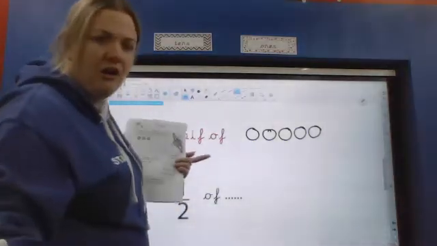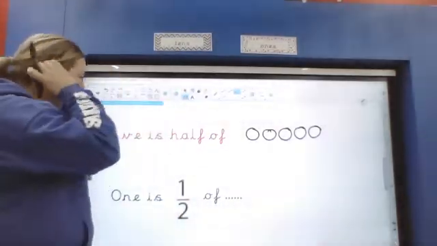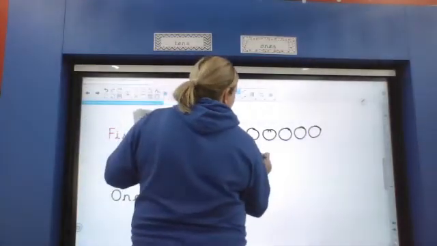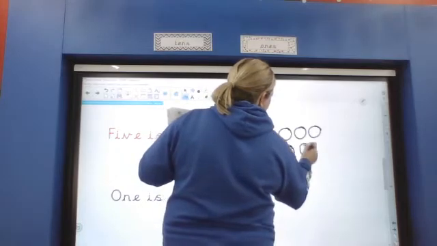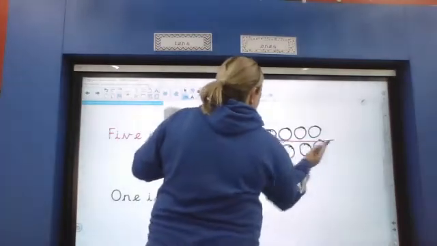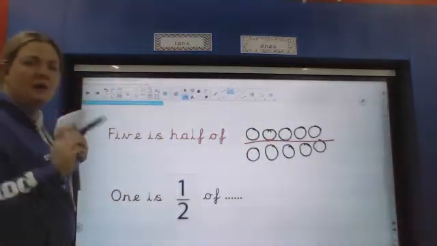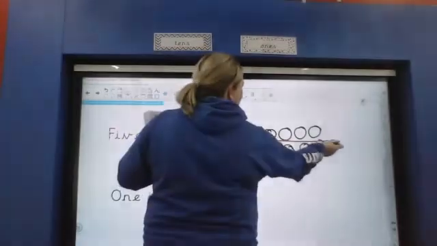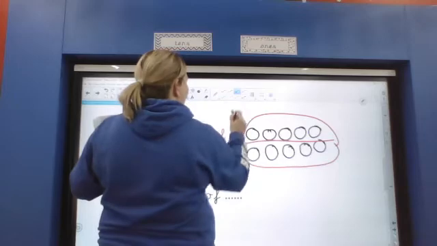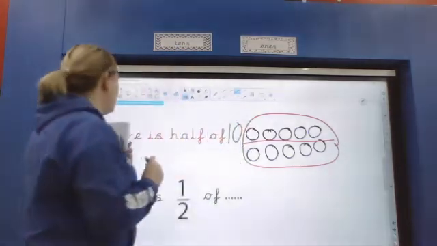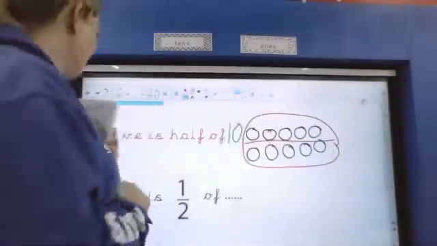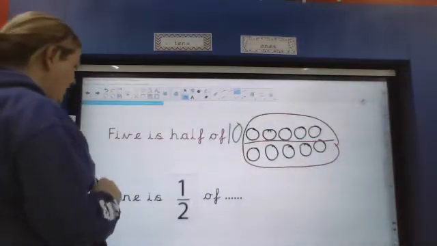Now it's already been halved, so we need to find what it was before. Remember, we said when we're halving, they have to be 2 equal groups. So actually, if we draw another 5, when we halve it, there's 5 on there and 5 on there. But to start with, we had 2, 4, 6, 8, 10. So we know that 5 is half of 10.